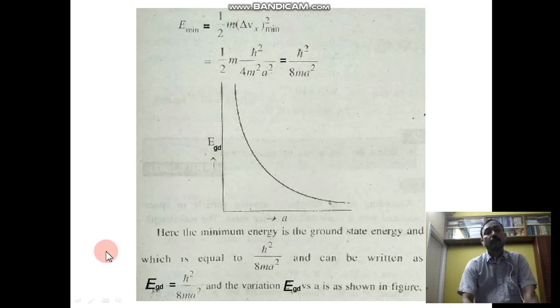Now if we plot this minimum energy, h cut square by 8 m a square, if we plot the minimum energy, that is the ground state energy, with a, then with the change of a, with a increasing, E will decrease more. This is the nature of the curve. Here the minimum energy is the ground state energy, which is equal to h cut square by 8 m a square, and can be written as E ground is equal to this, and the variation is this.